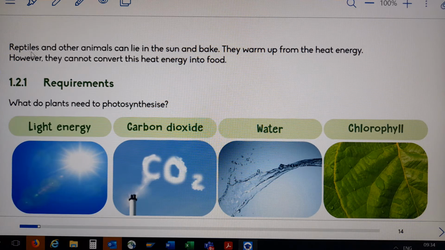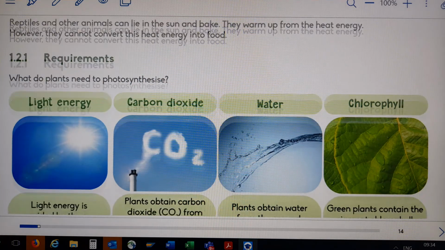But reptiles and other animals, they can lie in the sun and bake, which means they warm up their body from the heat energy that comes from the sun. However, they cannot convert this heat energy into food. This can only be done by plants. Now, what are the requirements for photosynthesis to take place? Let's see.